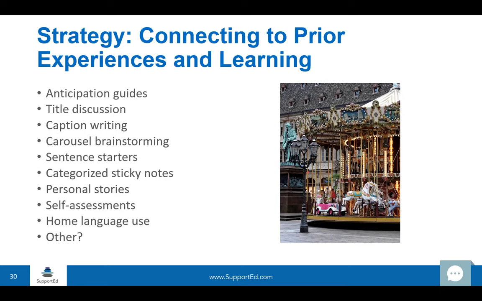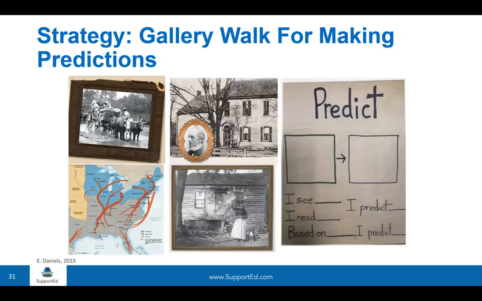But I'll share a couple of examples. KWOL chart, great, thank you. You can use a gallery walk for students to make predictions, and it gives you a little bit of an informal formative assessment about their background knowledge. So when studying a unit, you could have them move around the room, look at images, and then make a prediction using some of the supports that we see. Living museums, great, thank you.